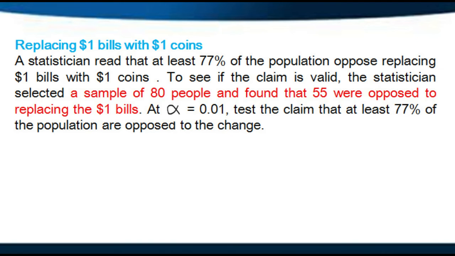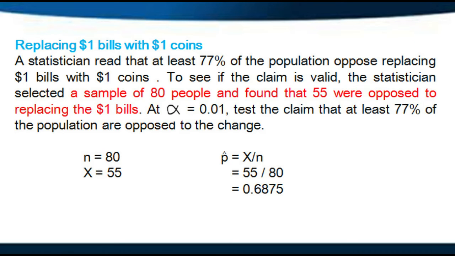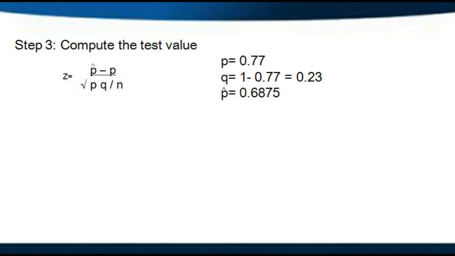It says that a sample of 80 people found that 55 were opposed to replacing the $1 bills. Here we have found n and x. n is the population, which is 80. x is the respondents, which is 55. In order to find p hat, we are going to substitute x over n. That is 55 over 80. 55 over 80 is equal to 0.6875, and that is our p hat.